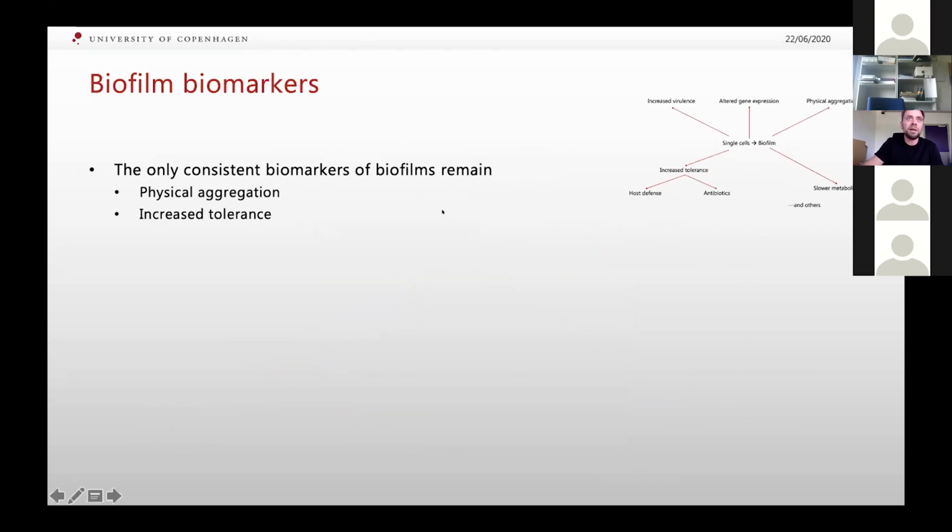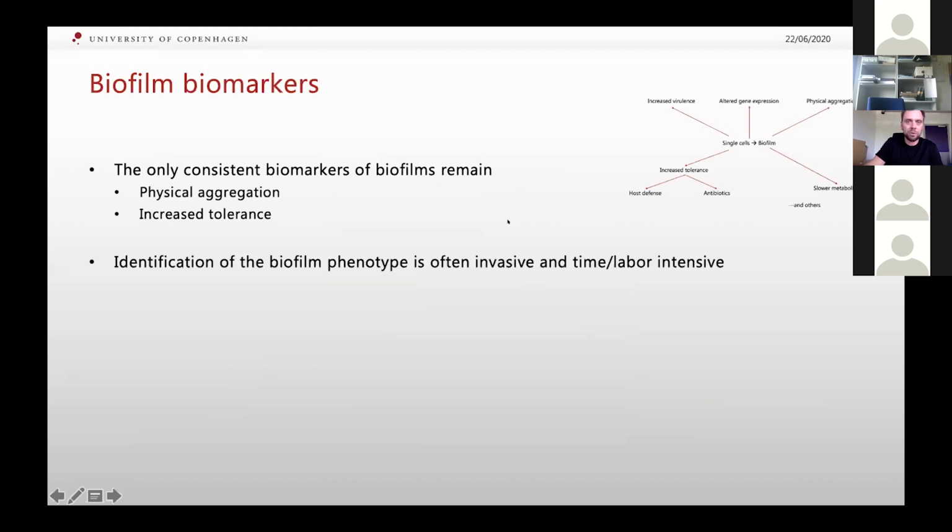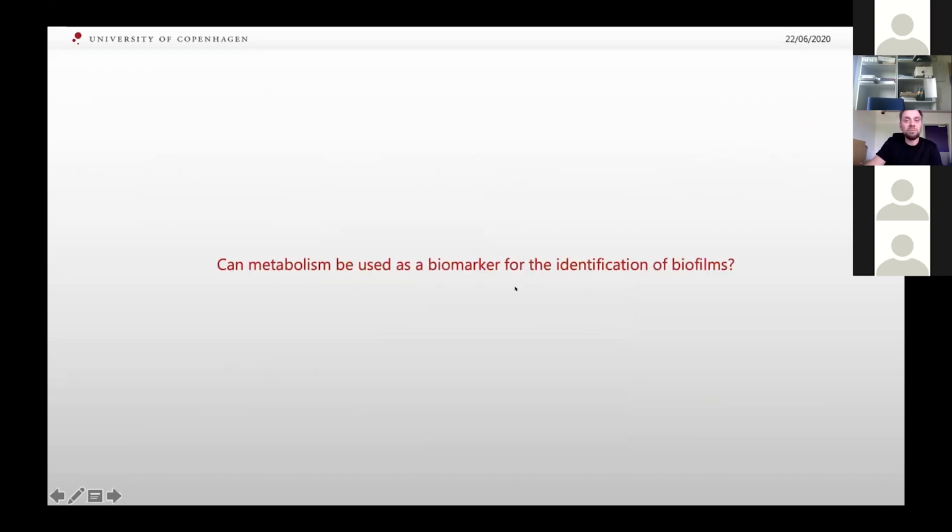The routine identification of the biofilm phenotype is often invasive and work intensive, for example, in the clinic. But it can be assessed by testing tolerance towards, for example, antibiotics, or by visualizing the aggregates of the biofilm using microscopy. The metabolism, however, has been shown to play a central role in the increased tolerance. So we asked, can metabolism be used as a biomarker for identification of biofilms?